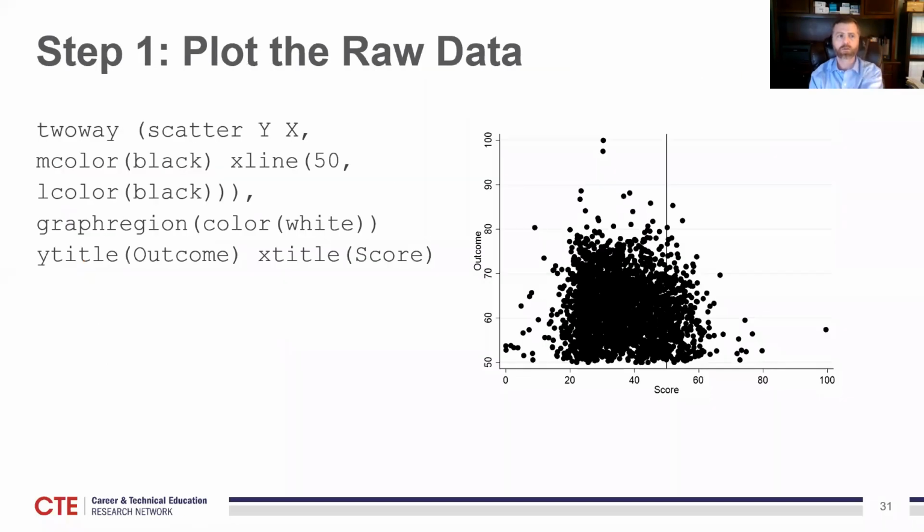Okay, so we're going to walk through the steps that we described. Step one was we want to plot the raw data. Here we've done that using Stata's twoway command to produce a scatter plot. The rating variable X is on the horizontal axis, the outcome Y is on the vertical axis. There's a vertical line at the cutoff of 50.